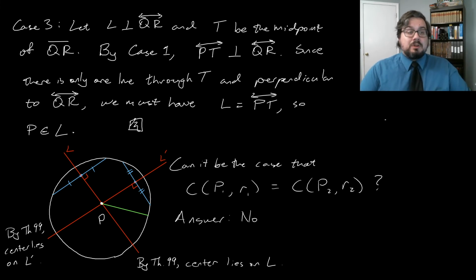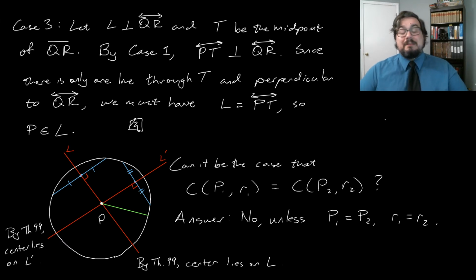So, in other words, if C(P1, R1) does equal C(P2, R2), then that means that P1 has to exactly equal P2 and R1 has to exactly equal R2. So if either one of those two conditions are different, then the two circles are distinct. They contain different points in them.